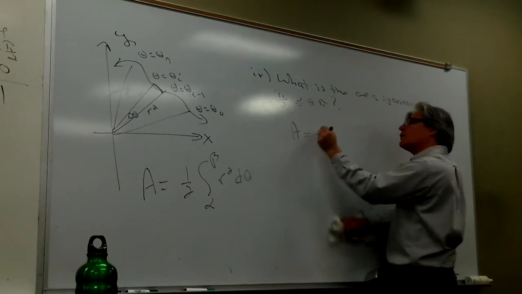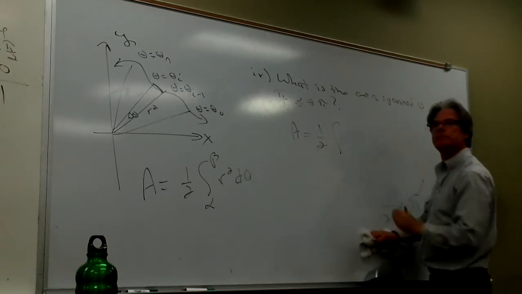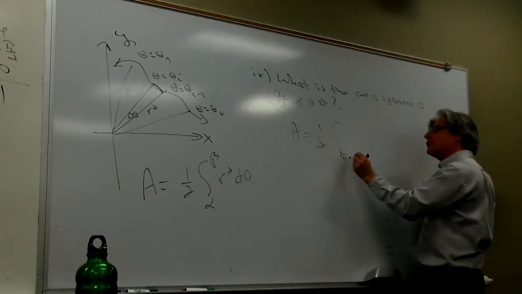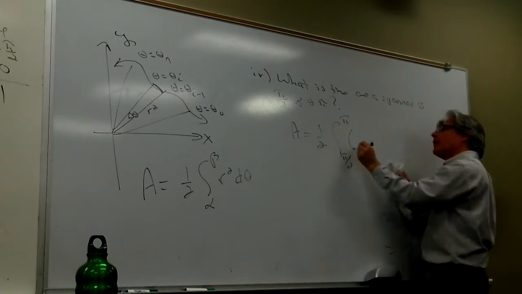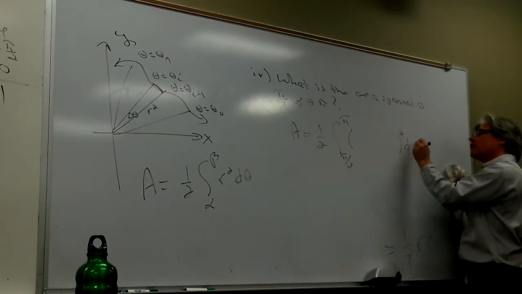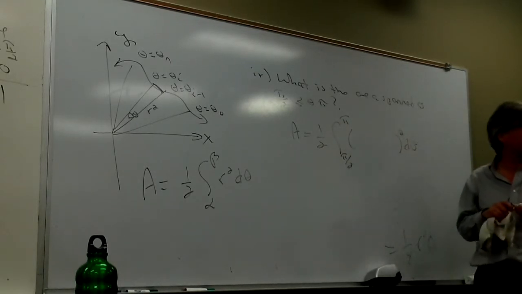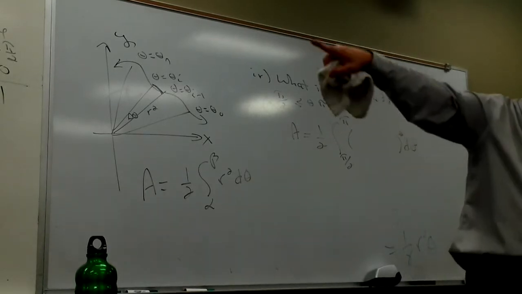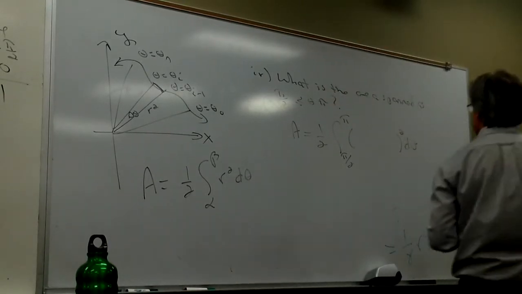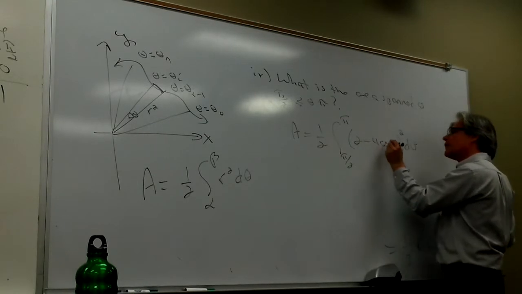I think the area is going to be 1/2 times the integral from one theta value to another of my radius squared, and I'm going to integrate with respect to theta. Oh shoot, I forgot what my radius is. I guess my r is described in terms of theta, namely 2 minus 4 cosine of theta.